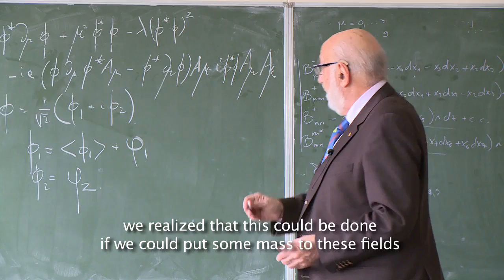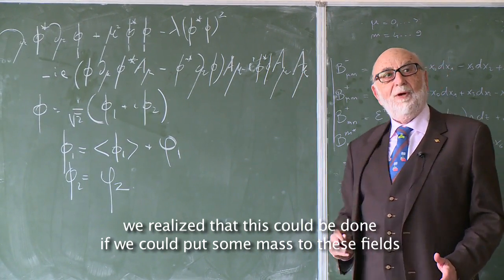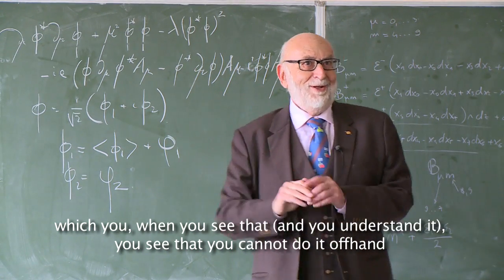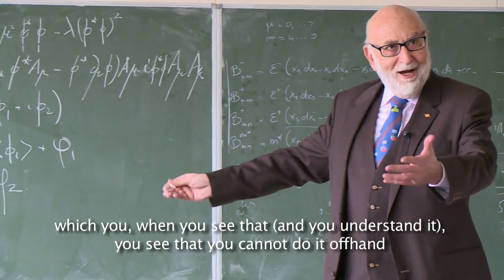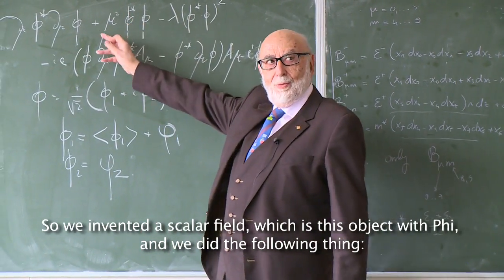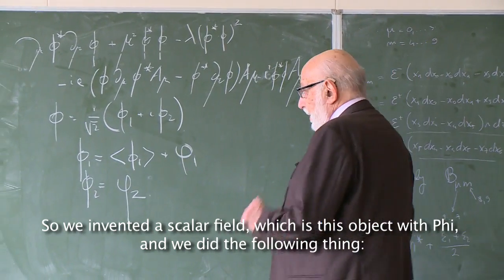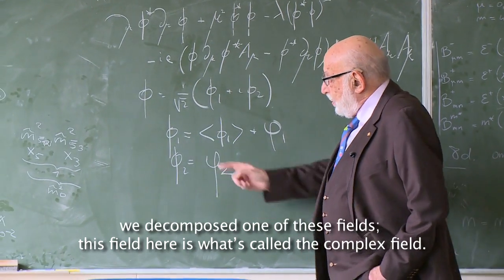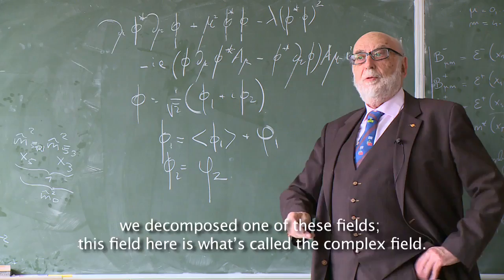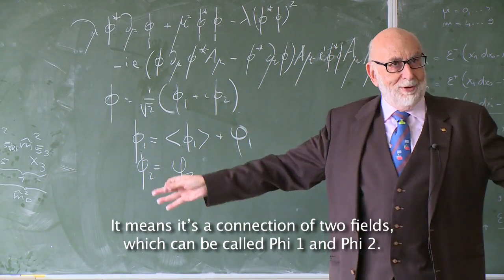And we realized that this could be done if we could put some mass to these fields, which, when you see that, and when you understand it, you see that you cannot do it offhand. So we invented a scalar field, which is this object with phi, and we did the following thing. We decomposed one of these fields. This field here is what's called a complex field. It means it's a collection of two fields, which can be called phi 1 and phi 2, let's say.